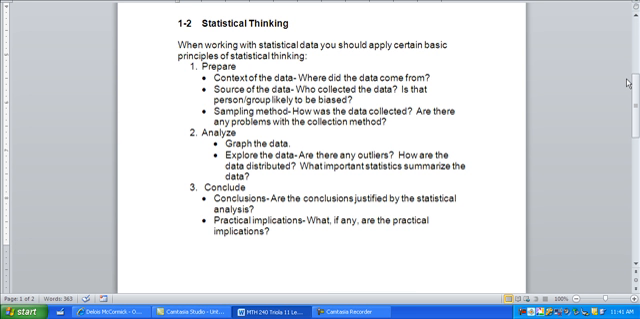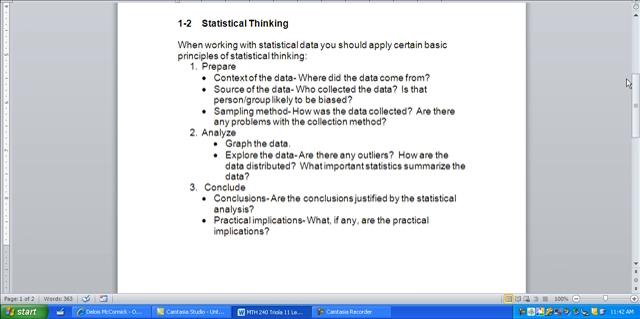Then when we get into Chapter 2, we talk about graphing the data, and we want to analyze the data we've collected. We want to look at a picture of the data if we can. That would give us a graph. We want to explore the data. Are there any outliers? How is the data distributed? What are the important statistics that summarize the data? And that actually takes us into Chapter 3 when we talk about the statistics that summarize the data.